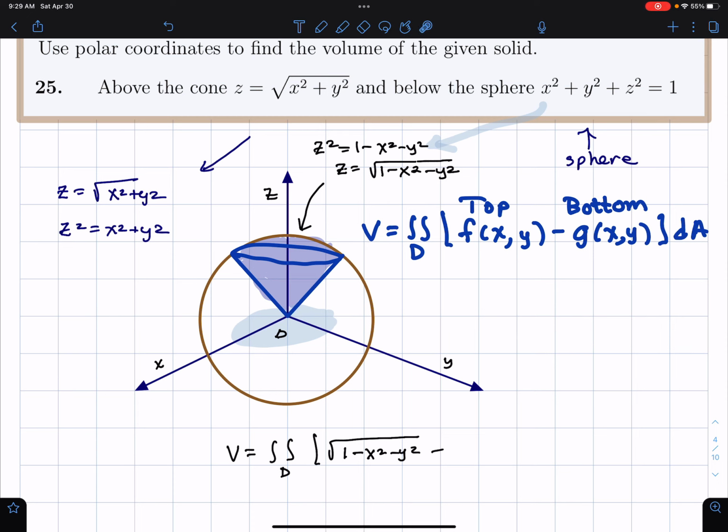And then I subtract the cone, and the cone is this part right here. So I have subtracting the radical of x squared plus y squared, and all of that would be dA.